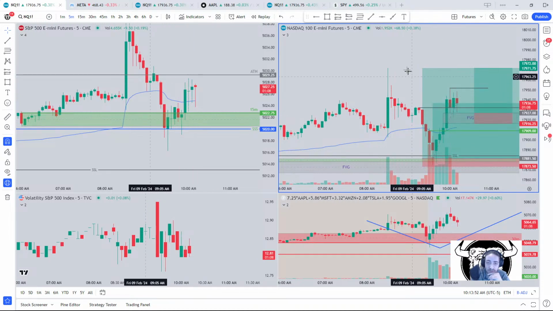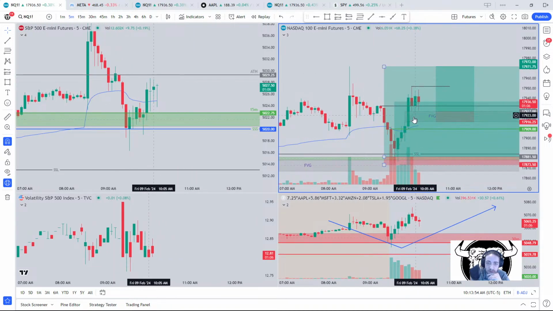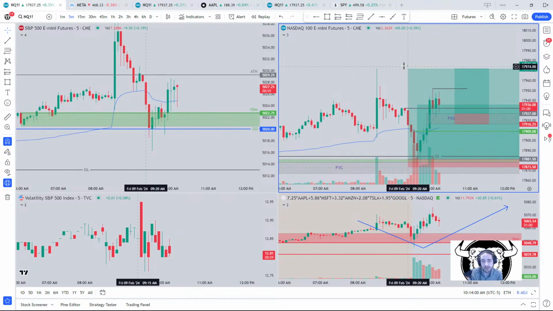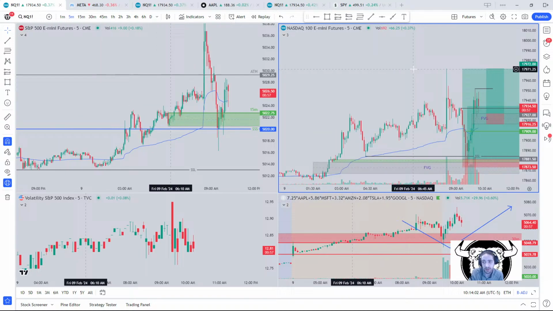Could have entered on this fair value gap. I mentioned that was a good area for a re-entry. It did give us that. I did not enter more contracts though. Waiting for this. I would love this buy side liquidity to be swept.